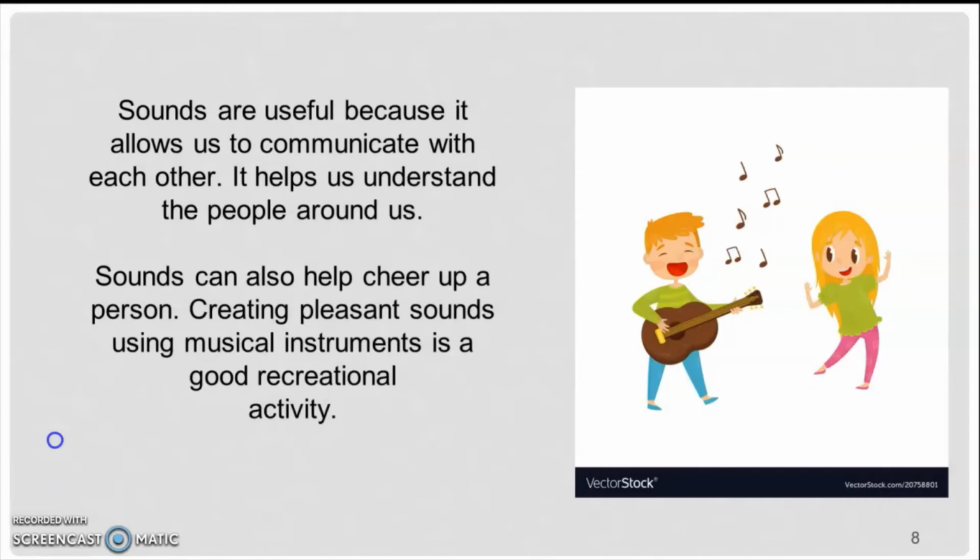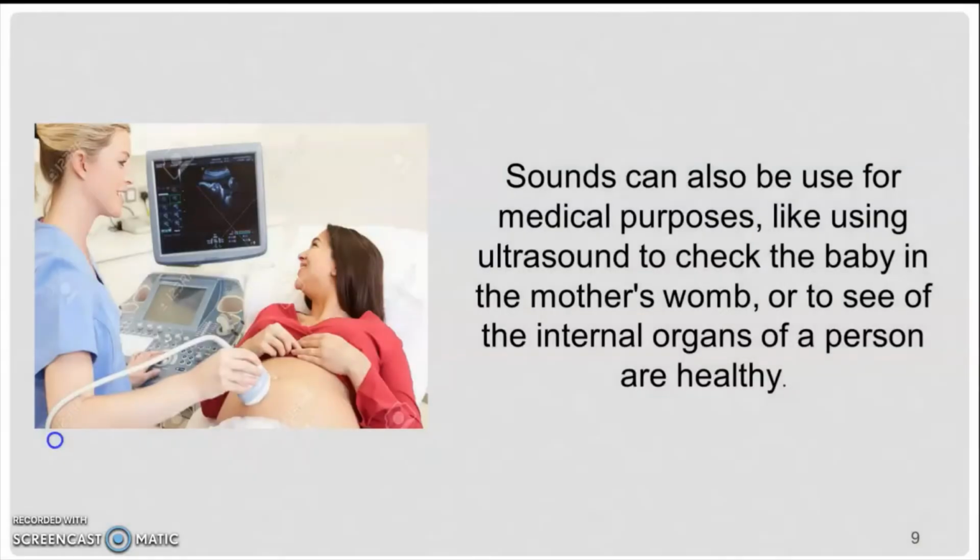Sounds are useful because they allow us to communicate with each other. It helps us understand the people around us. Sounds can also help cheer up a person. By creating pleasant sounds, using musical instruments is a good recreational activity. Sounds can also be used for medical purposes, like using ultrasound to check the baby in the mother's womb, or to see if the internal organs of a person are healthy.